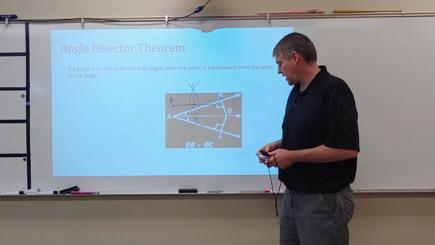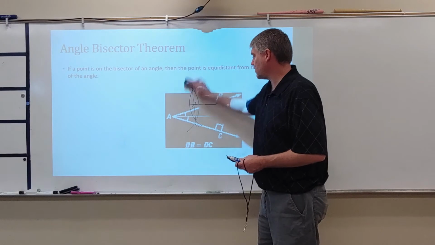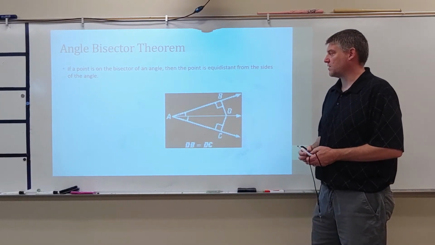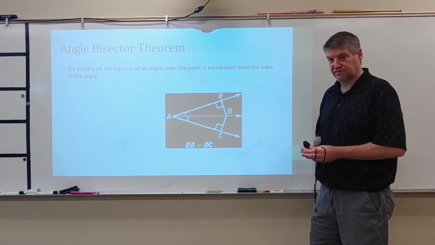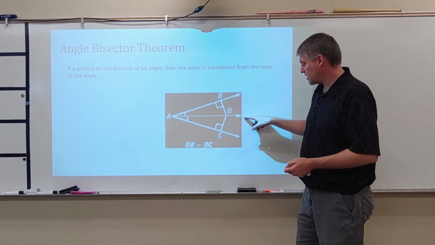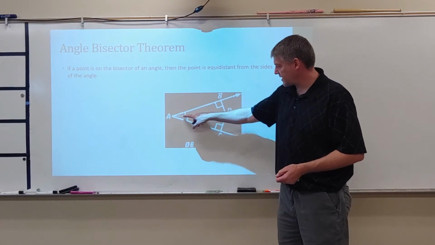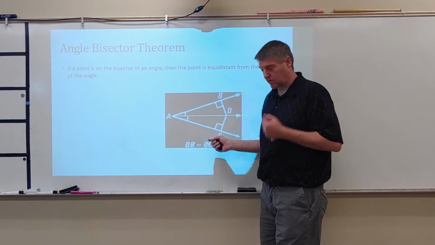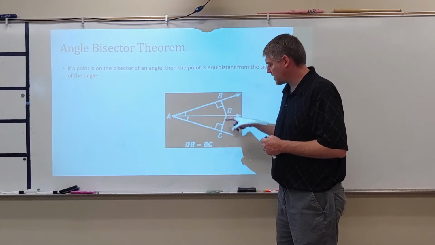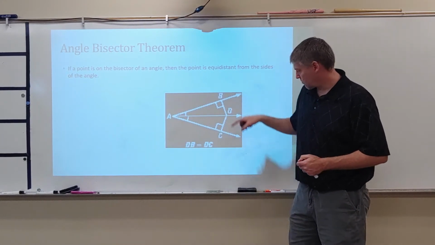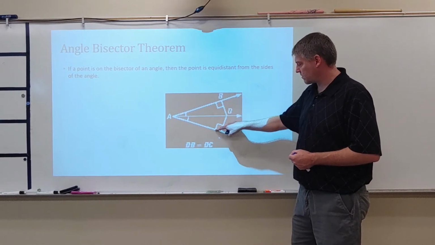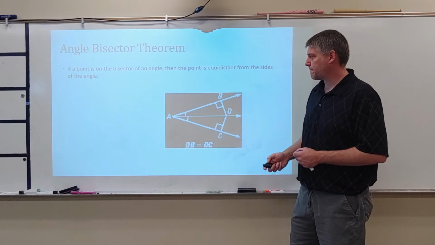Okay. Angle bisector. Okay, so angle bisector theorem. If a point is on the bisector of an angle, then the point is equidistant from the sides of the angle. Okay, so here AD is bisecting angle BAC. Okay, so now I know D is the same distance from side AB as it is from side AC. And we always measure distance perpendicular. Okay, so this is going to be a perpendicular angle on each of those sides there.